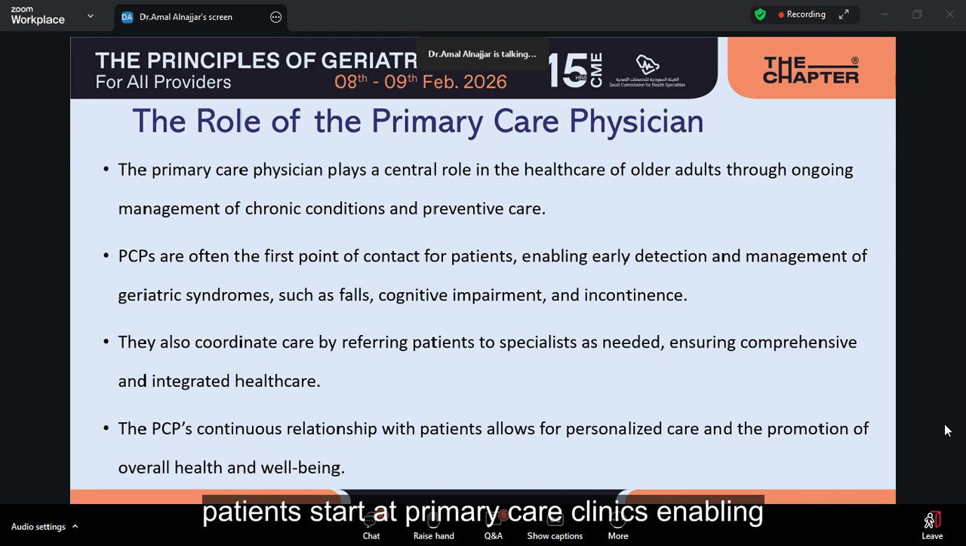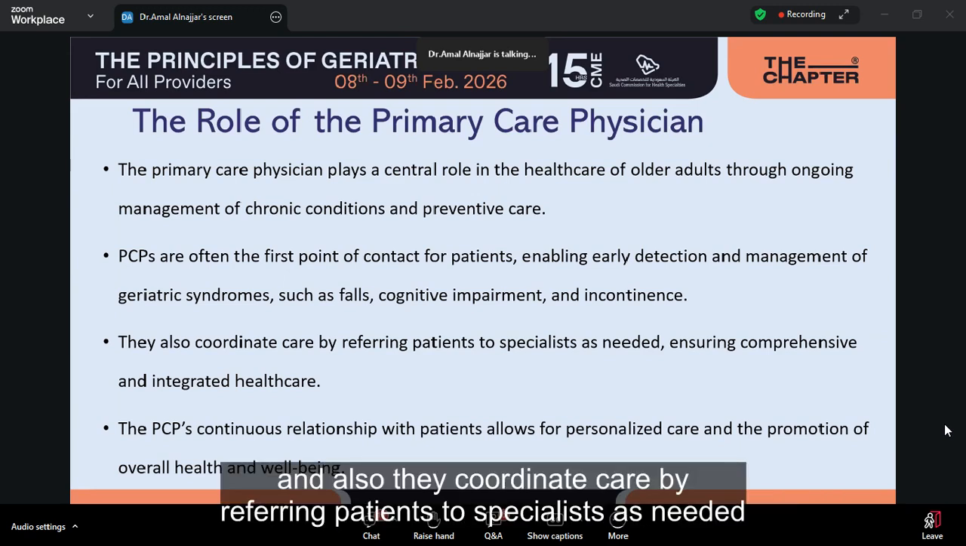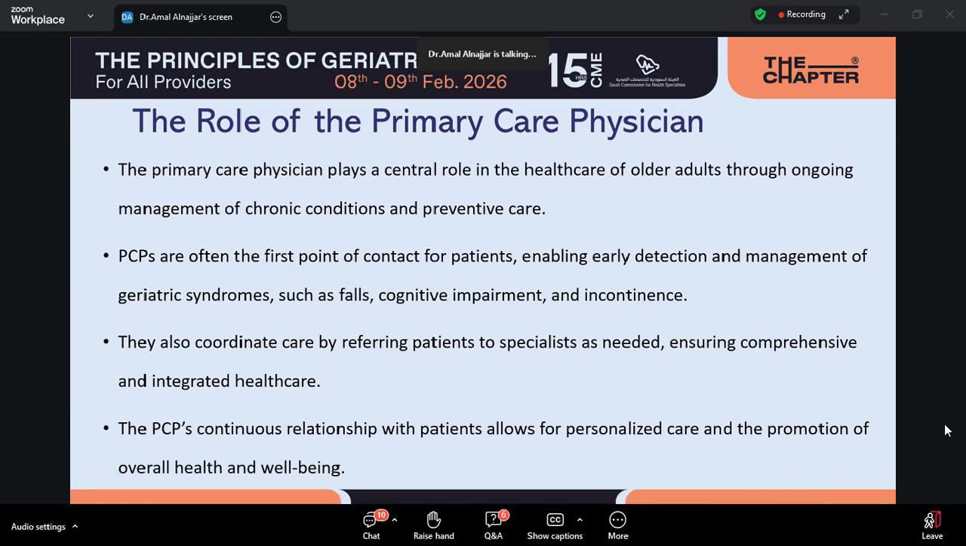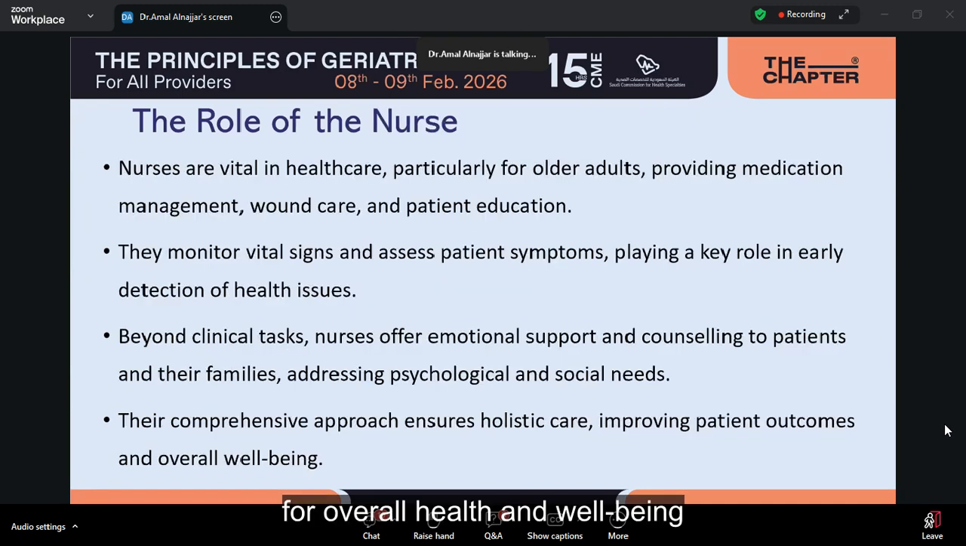Usually patients start at the primary care clinics, enabling early detection and management of geriatric syndromes. And also they coordinate care by referring patients to specialists as needed. Also, their continuous relationship with patients allows for personalized care and the promotion of overall health and well-being.